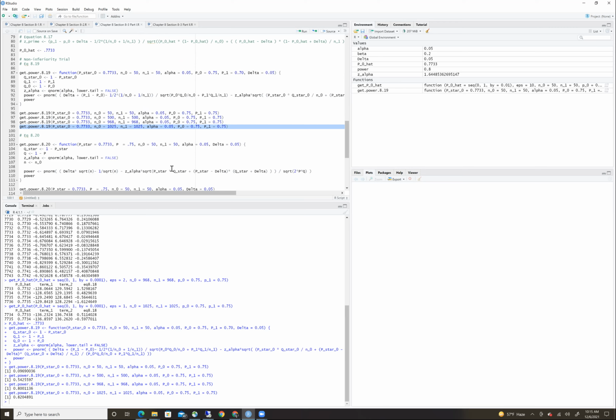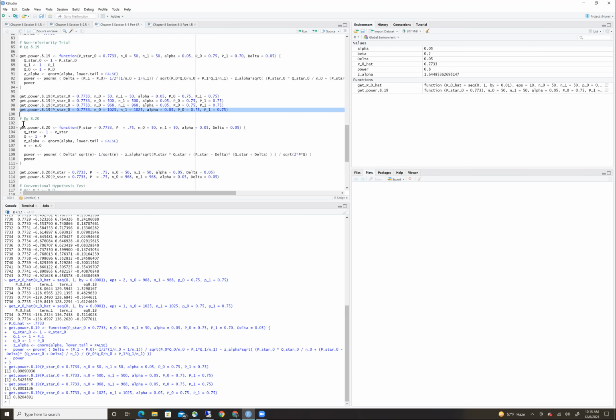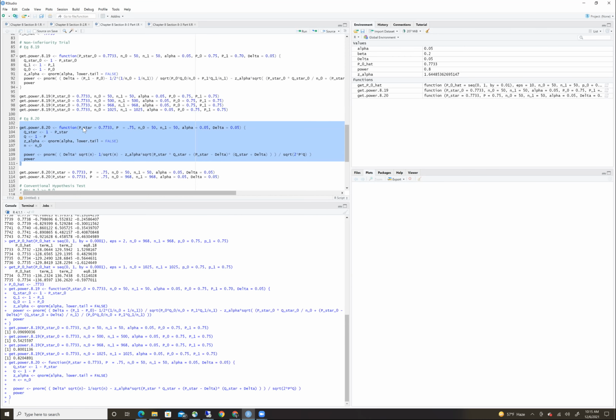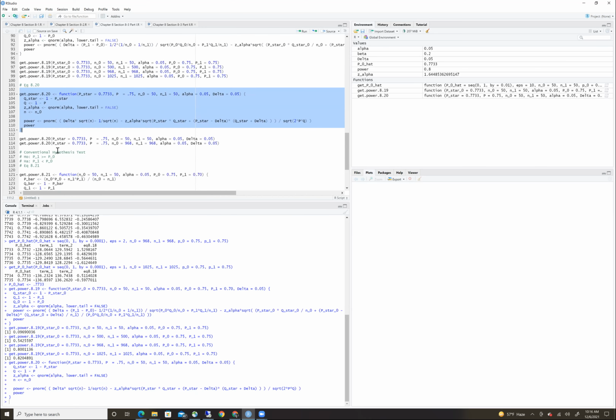All right, so equation 8.20 says if you have equal sample sizes, then equation 8.19 can reduce in this way. So essentially, we're plugging in equation 8.20, and we're going to get the same values of power. 8.19 could have worked whether or not the sample sizes were equal, but 8.20 is in the specific scenario when those sample sizes are equal.